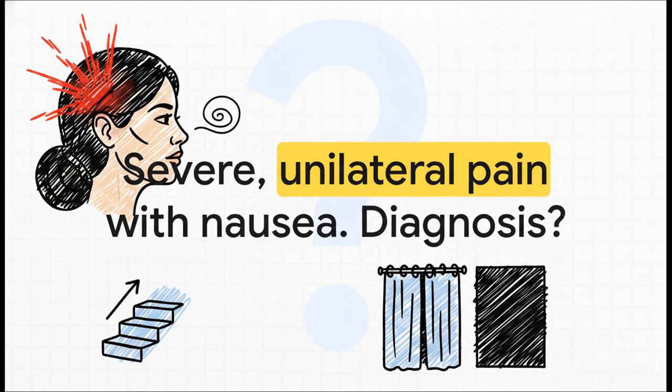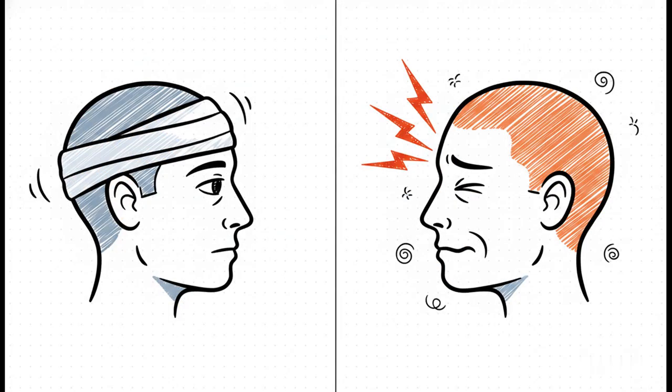Picture this in your clinic. A 35-year-old woman comes in. She's actively seeking out a dark, quiet room. She reports severe, unilateral, pulsating head pain that gets way worse if she tries to walk up the stairs, and she is profoundly nauseous. So what's your diagnosis? If you guessed migraine, you hit the nail on the head.